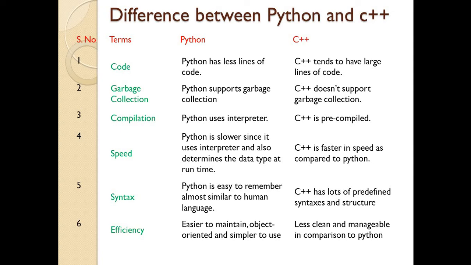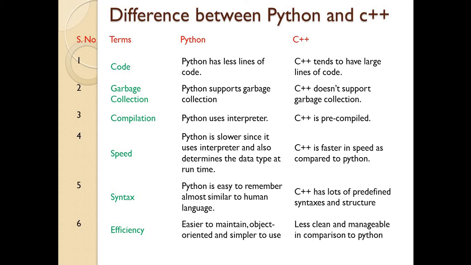The next difference is in terms of syntax. If it is a Python program, the syntax can be remembered easily. Why? Because lots of syntax has been reduced. It is almost like normal English human language writing, right? So easily we can remember the Python syntax, whereas in C++, we have lots of predefined syntax and we need to follow a certain structure.